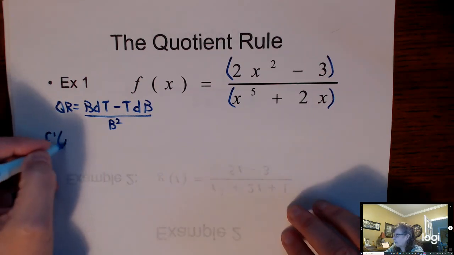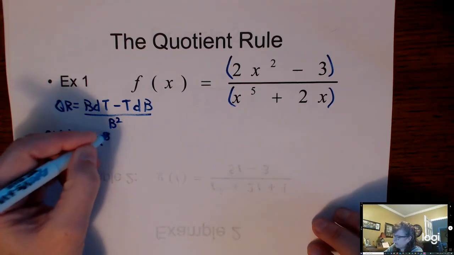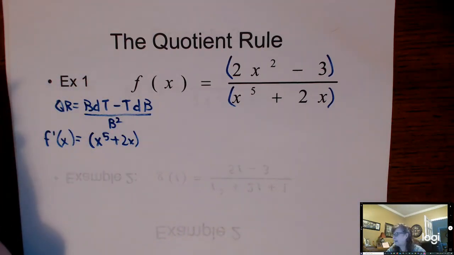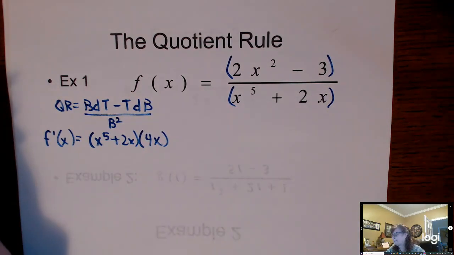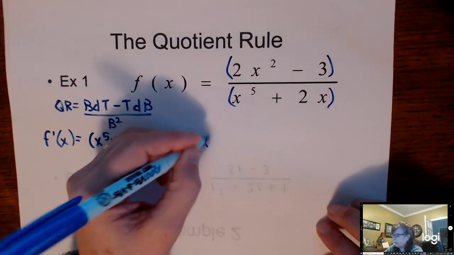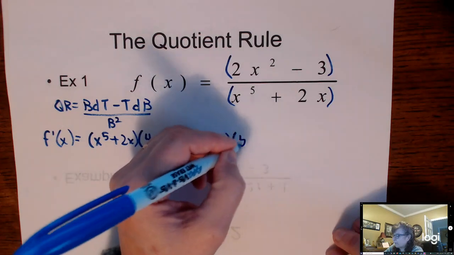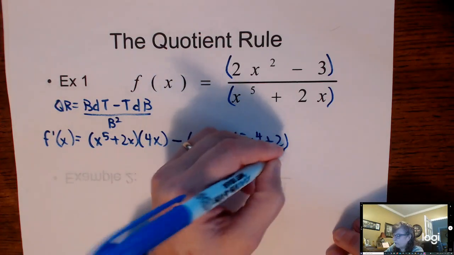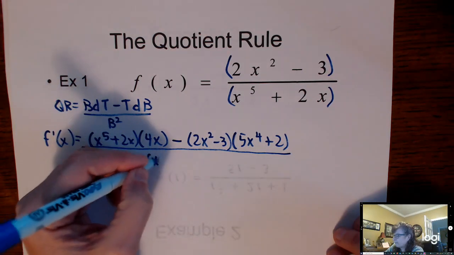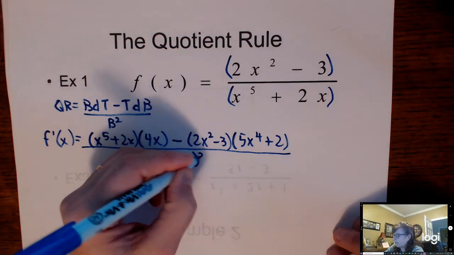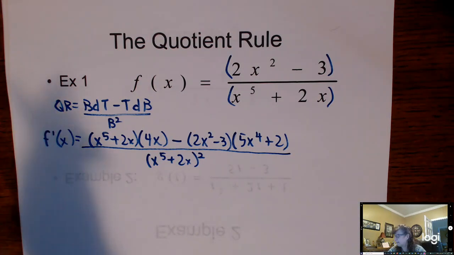The derivative of f of x is the bottom, which is x to the 5th plus 2x, times derivative of the top, which is 4x, minus the top, which is 2x squared minus 3, times the derivative of the bottom, which is 5x to the 4th plus 2, all over the whole thing, the bottom quantity squared.